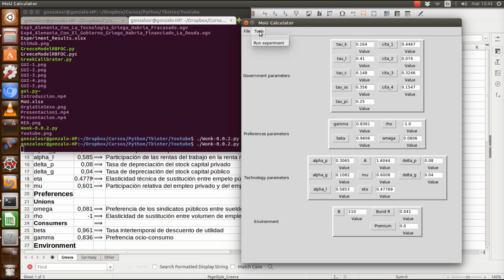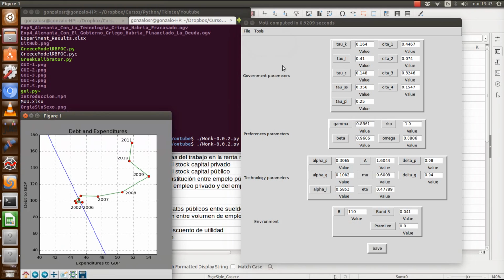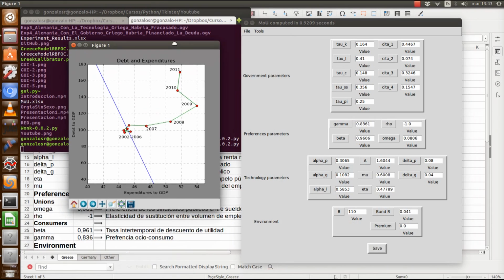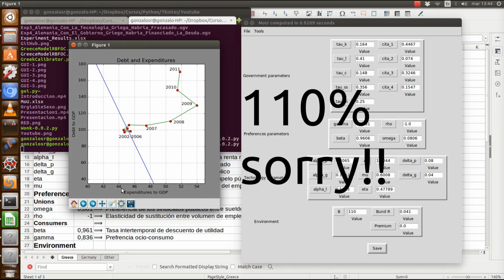So one of the things we can do is run an experiment here with these values, and what we get is in fact the expenditure to GDP that it was in the years 2002-2006. As you can see, we can calibrate this economy as a steady state. Here you can see that it was about 45% of total GDP, and total debt was around 10% of GDP.